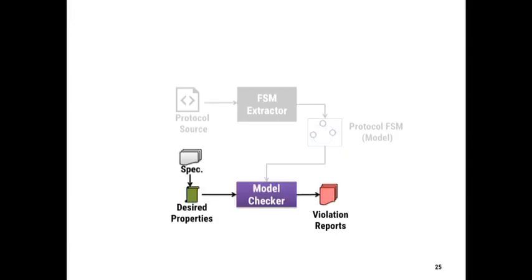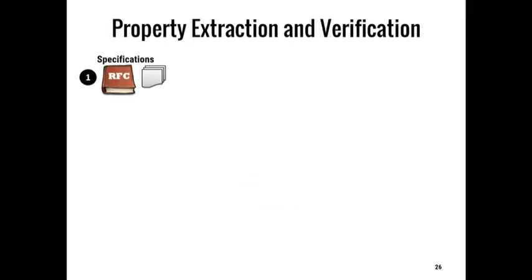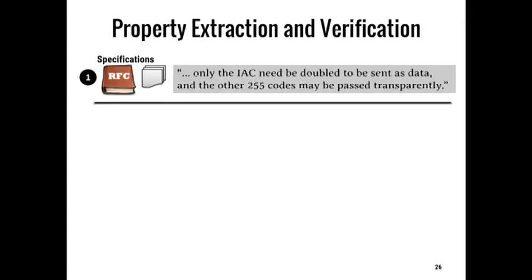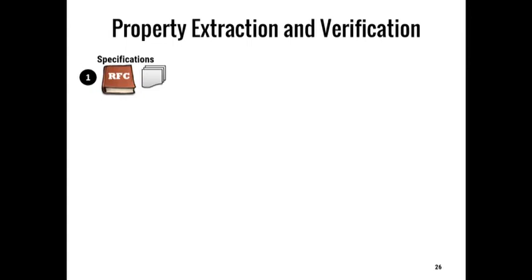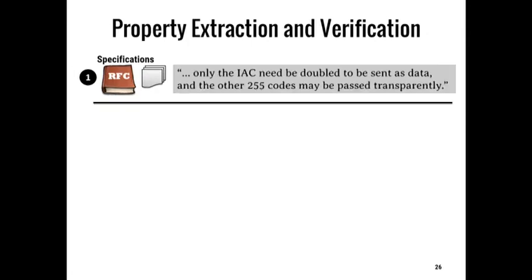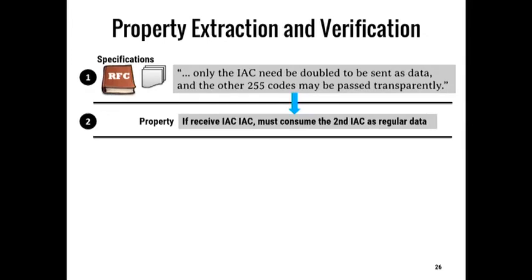Now let's take a look at the property verification step. As I said earlier, the properties are described in the specification of the protocol, or you can say the documentation of the protocol. Here is an example of a property taken from the telnet RFC, and you can see its prose description. What it means in simple words is that if a node receives two IAC bytes back to back, it must consider the second IAC byte as regular data.